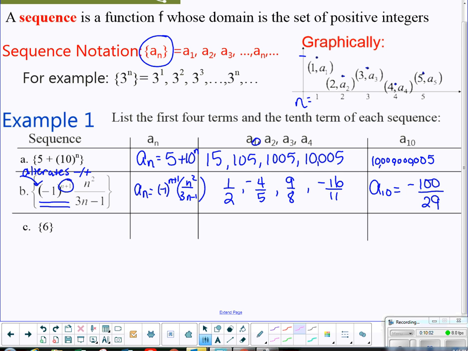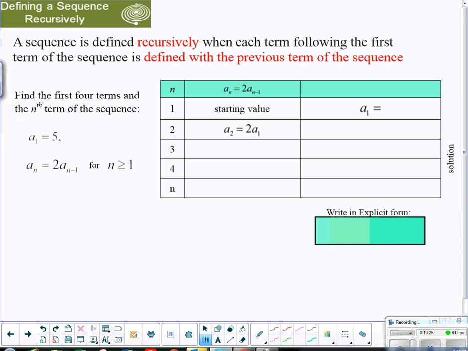And then we've got this other one. The rule of sequence is written just as 6. So what would be my a sub first term? Well, I put 1 in, but I have nothing to put 1 into. So it is simply just 6. This is just 6, 6, 6, 6, 6. And then the a sub 10th term, guess what? 6 again.